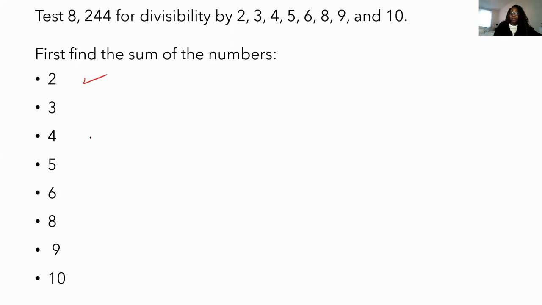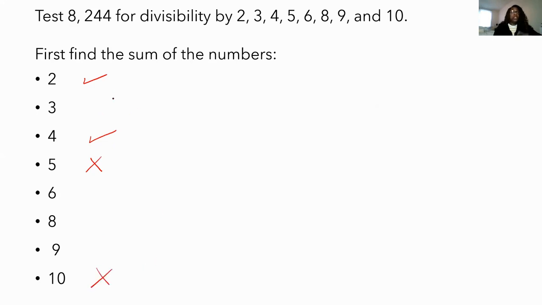What else works out? 4 works out, because 44 divided by 4 gives me 11. So that works out. What else does it work out? Does it work out 3? Does it work out 5? Because it doesn't end in 0 or 5. So we can cancel out 5, and we can also cancel out 10.